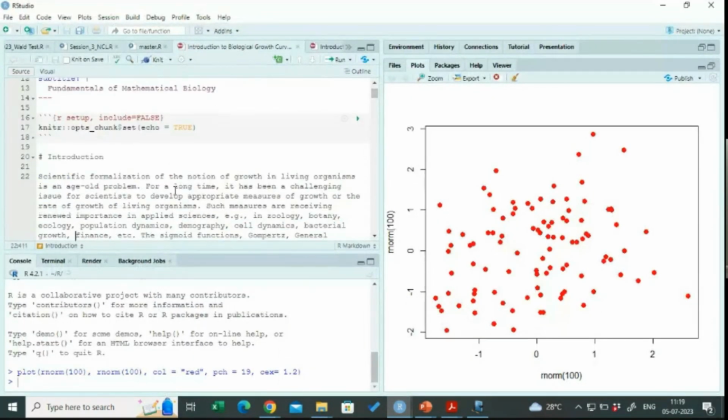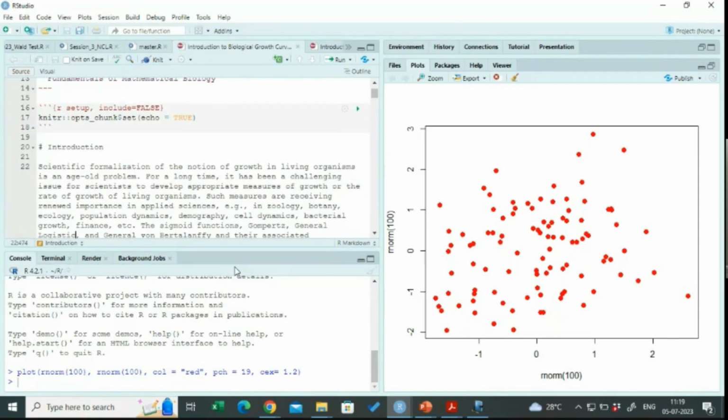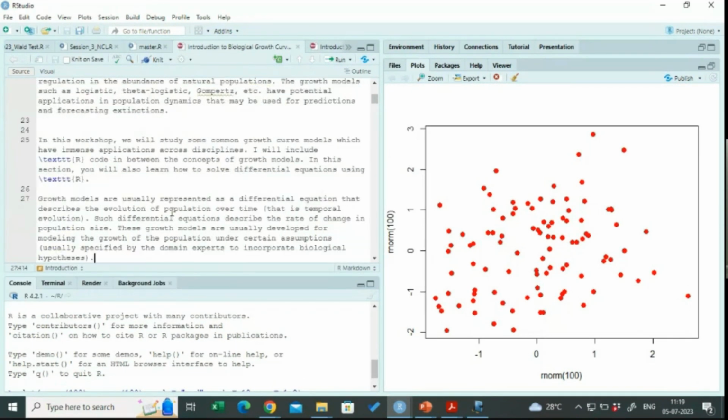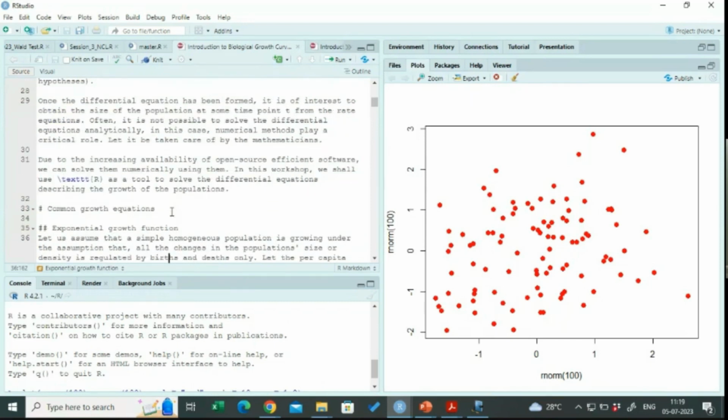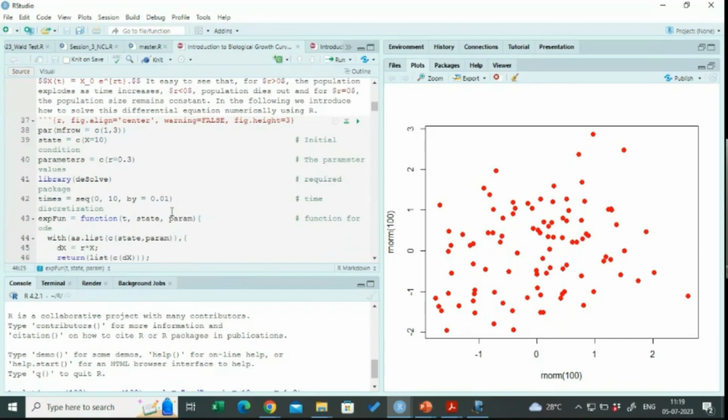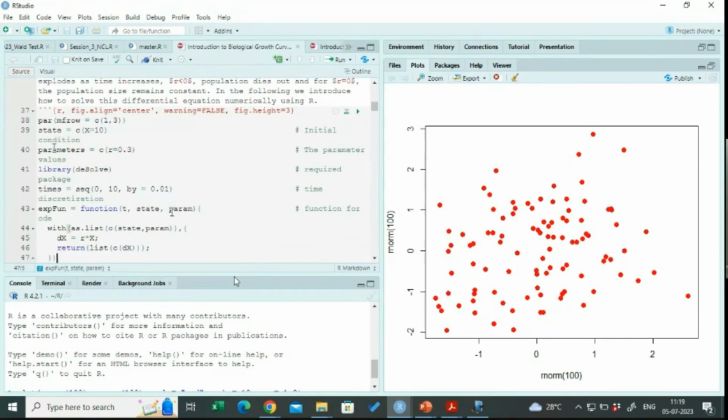Again, you see that we don't have a separate file. This is the single file. This is a description. This is the common growth equations. So this is the code that I'm writing over here, right? State c is equal to c(x), x equal to 10. That means I have started with an initial population size of 10.